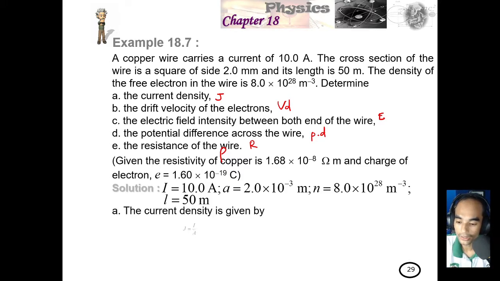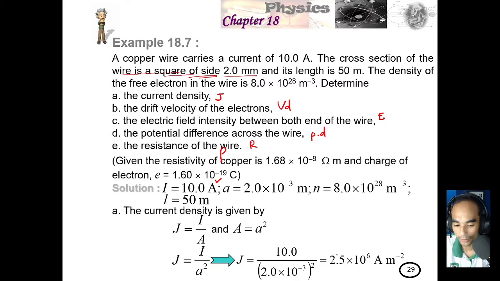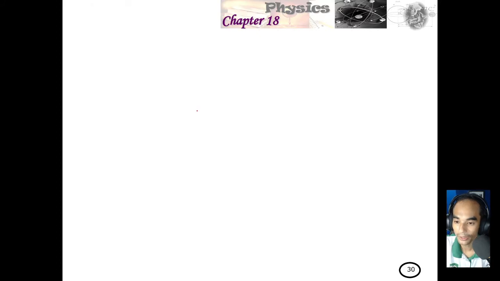A, the current density is given by J equals I over A. I is given and A is also given, with a square of side 2.0 mm. So A here is the side squared because it is a wire with a square cross-section. So J equals I over A squared, so we have 2.5 times 10 power 6 ampere per meter squared.